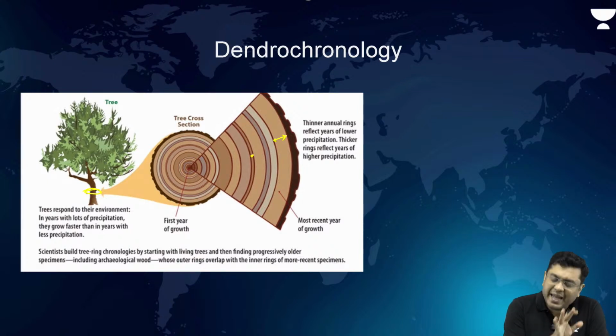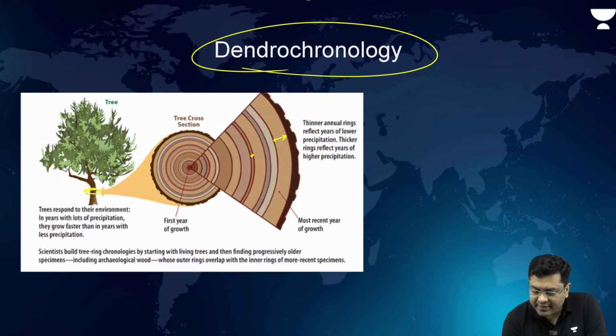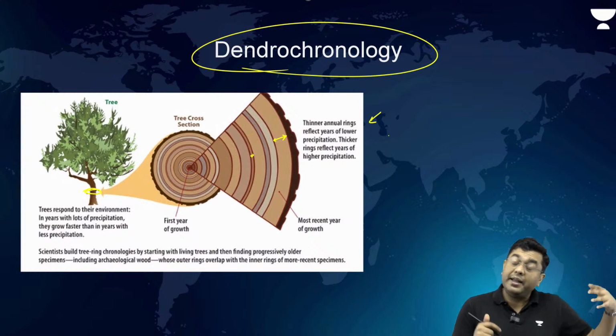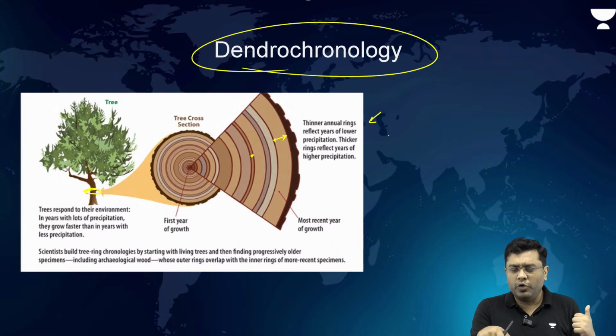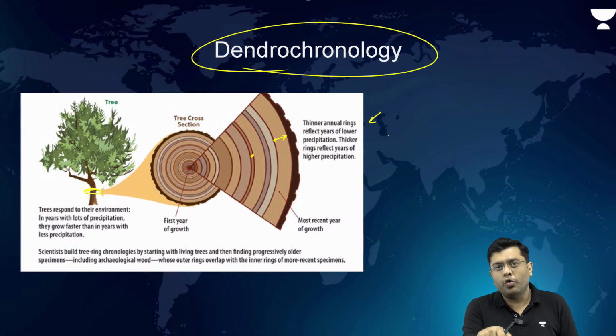right? So with the help of that, one is able to understand the climatic history of a region based upon the tree rings. This is known as dendrochronology. So thinner annual rings reflect years of lower precipitation, thicker rings reflect years of higher precipitation. So with the help of this, scientists are able to calculate in the older trees and even in the fossils of the older trees that what the climate would have been hundreds of years ago, which is the year when drought would have been experienced, severe drought would have been experienced, and so on.